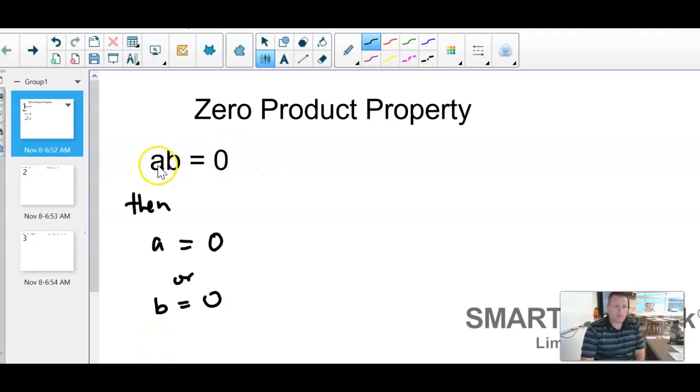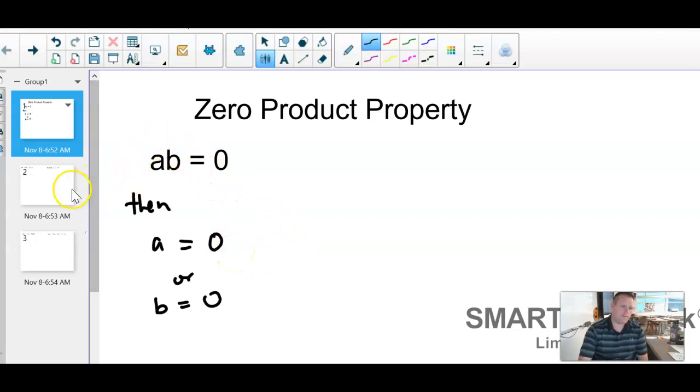Because again, if I have two different things that are multiplying to each other and they equal zero, that means one or the other or both have to be equal to zero at that point. So that's the zero product property. It's just saying that when multiple things are multiplying to each other and they equal zero, then we can set the separate things equal to zero.